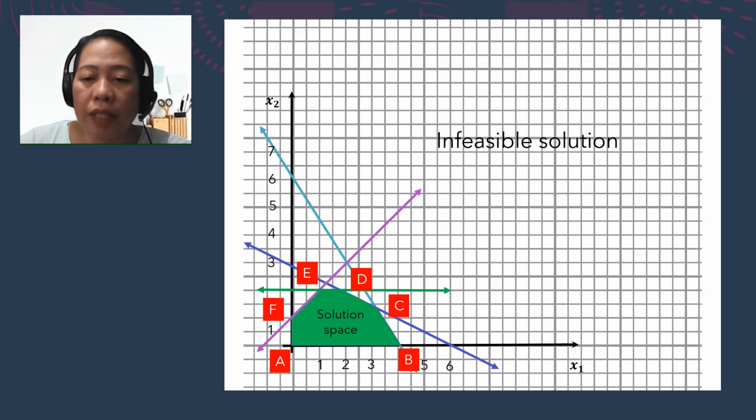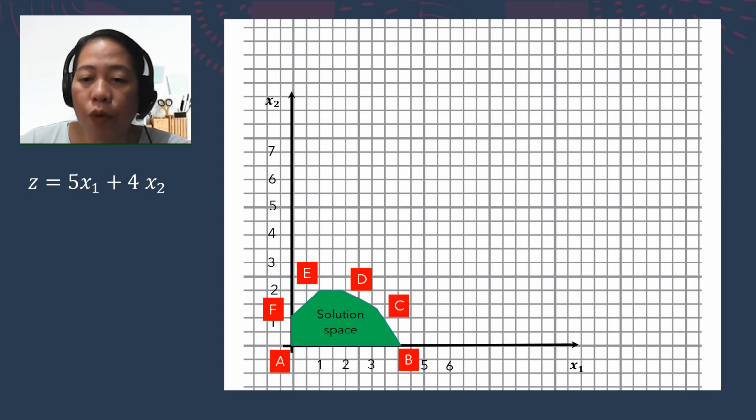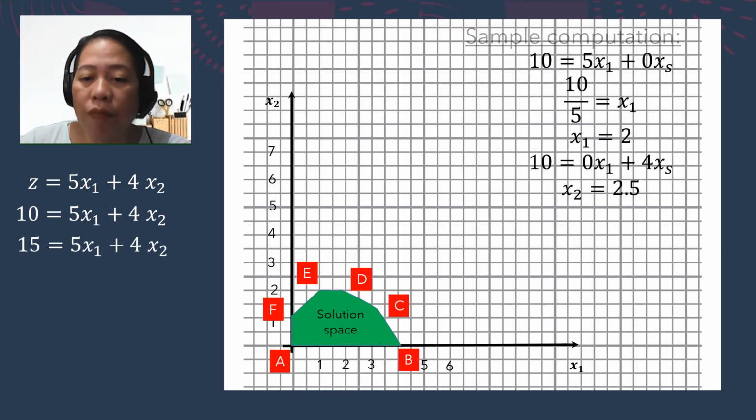Because the feasible space A, B, C, D, E, F consists of an infinite number of points, we need a systematic procedure to identify the optimum solution. The optimum solution can be identified through the direction in which the profit function z is equal to 5x1 plus 4x2 increases. We can do so by assigning arbitrary increasing values to z. For example, using z is equal to 10 and z is equal to 15 would be equivalent to graphing the two lines. Thus, the direction of increase in z is as shown in the figure.